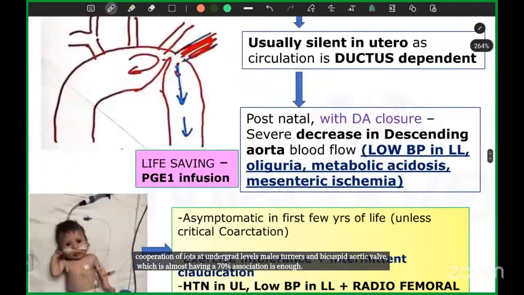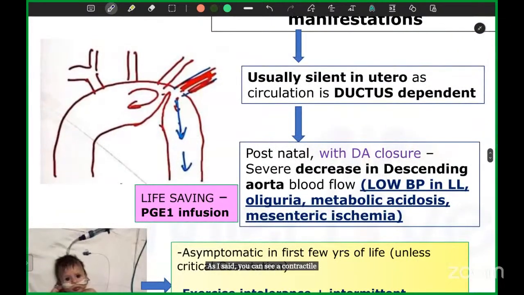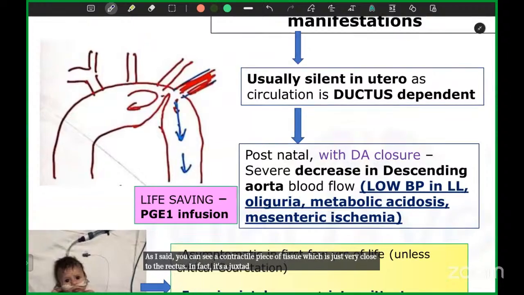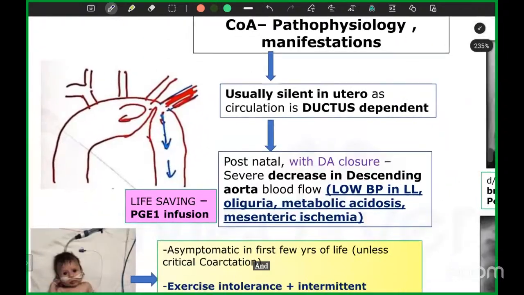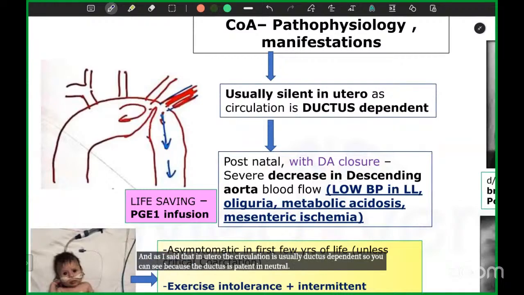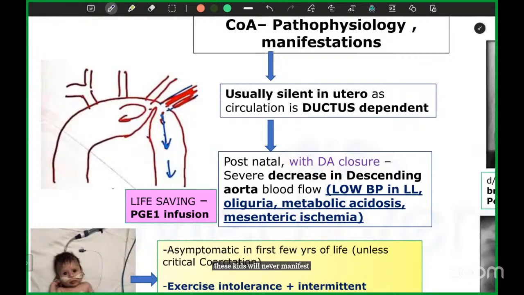As I said, you can see a contractile piece of tissue which is just very close to the ductus. In fact, it's a juxtaductal variety. And as I said, in utero the circulation is usually ductus dependent. So you can see, because the ductus is patent in utero, these kids will never manifest. They'll be silent in utero.